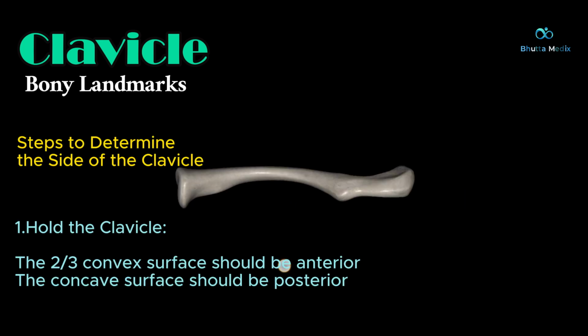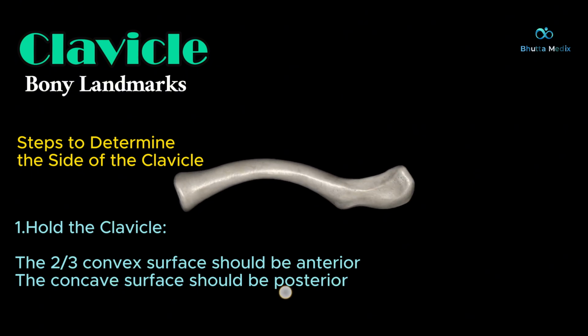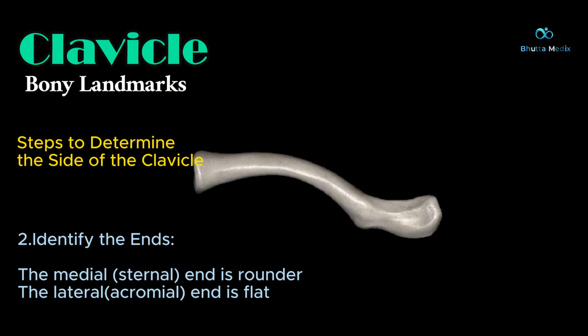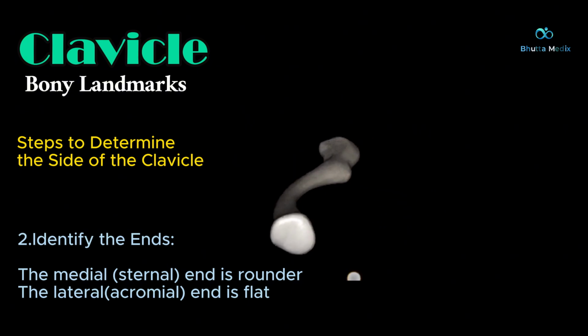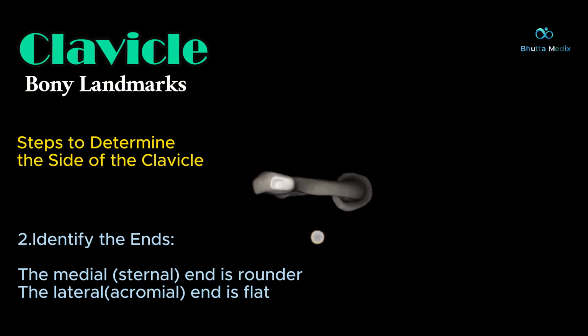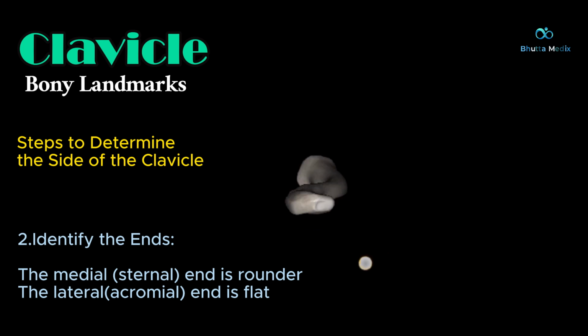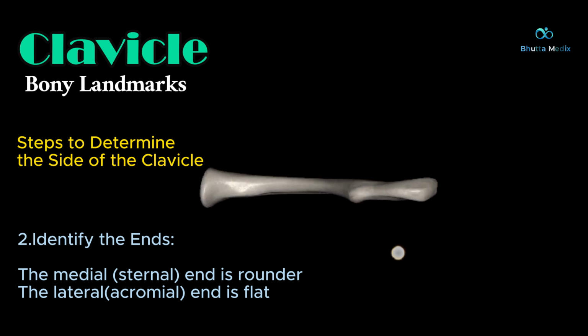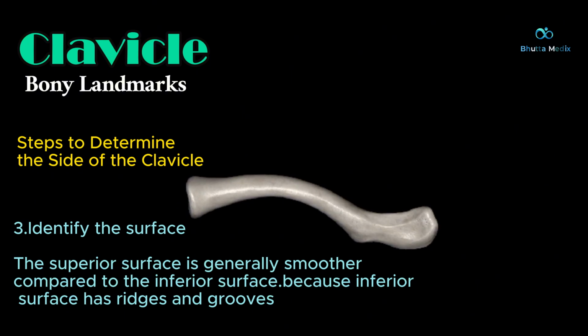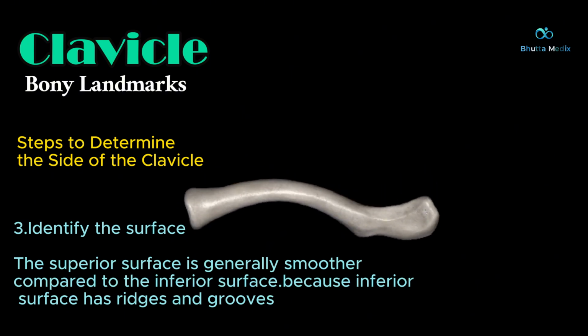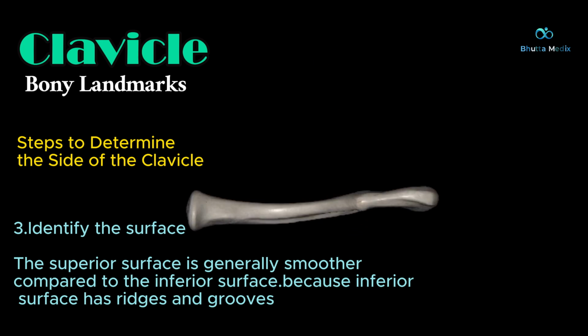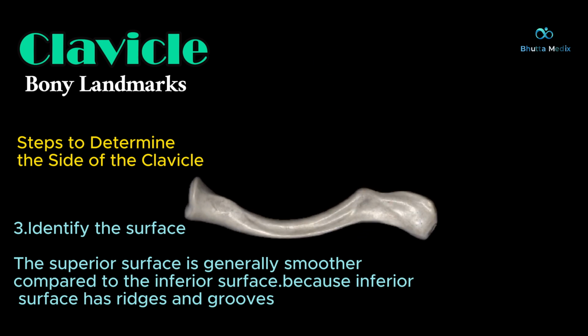Number 1. Hold the clavicle so that the 2/3 convex surface should be anterior, and the concave surface should be posterior. Number 2. Identify the ends. The medial end is rounder, and lateral end is flat. Number 3. Identify surface. Superior surface is generally smoother compared to inferior surface, because inferior surface has ridges and grooves.